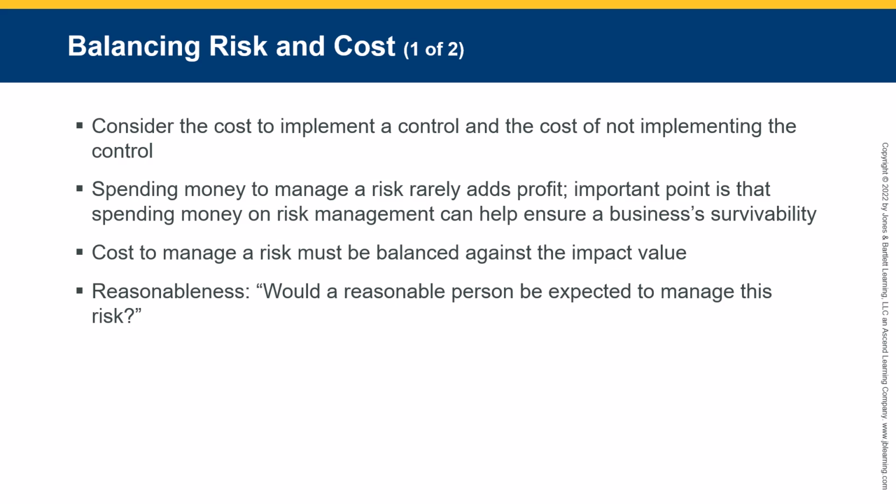The cost to manage a risk might balance against the impact. We have to look at what's reasonable. And reasonable is defined as, would a reasonable person be expected to manage this type of risk? Or would a reasonable person do said item? Again, we have to understand that risk management is about balancing likelihood and costs in terms of what is reasonable.